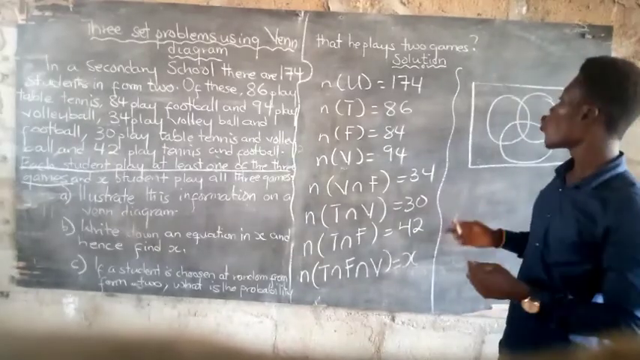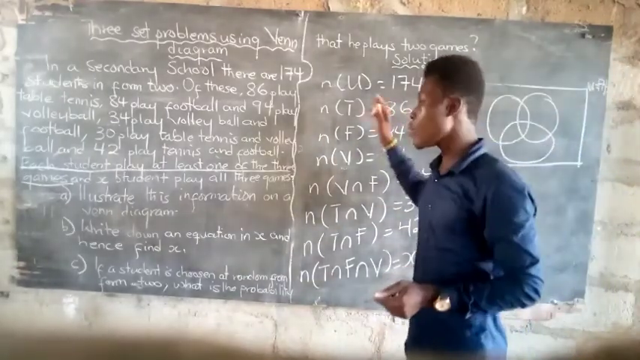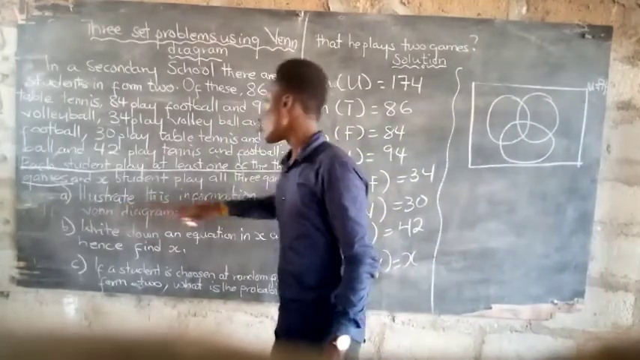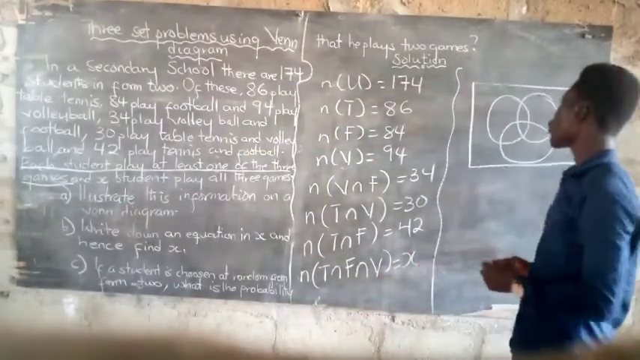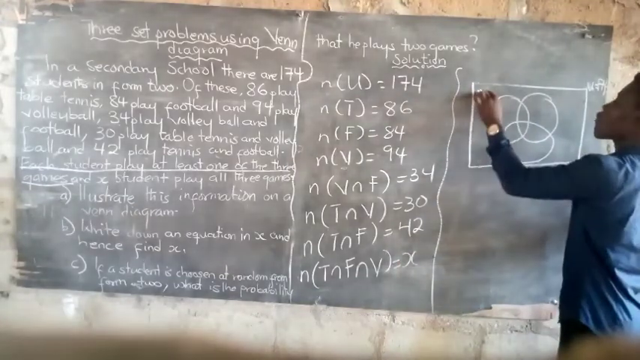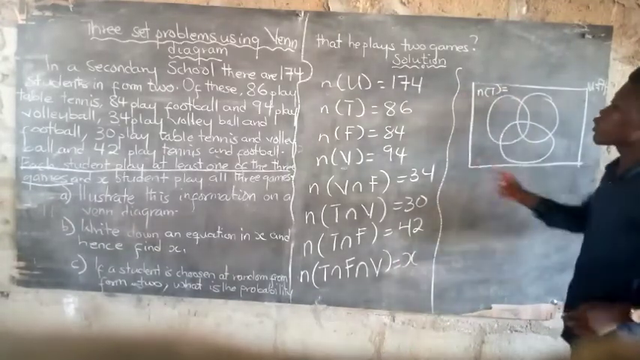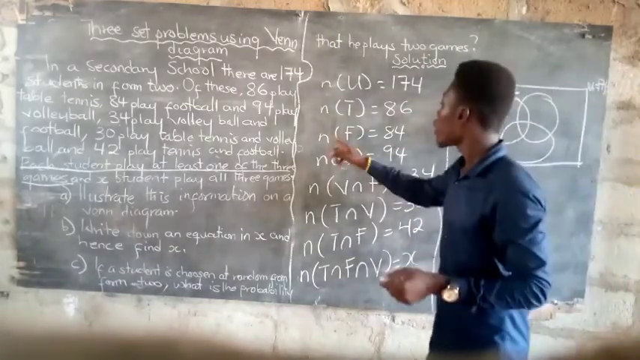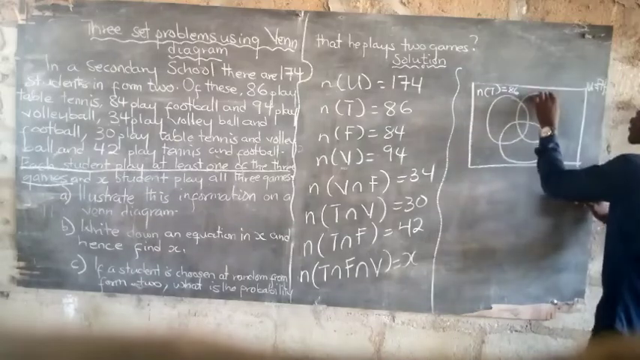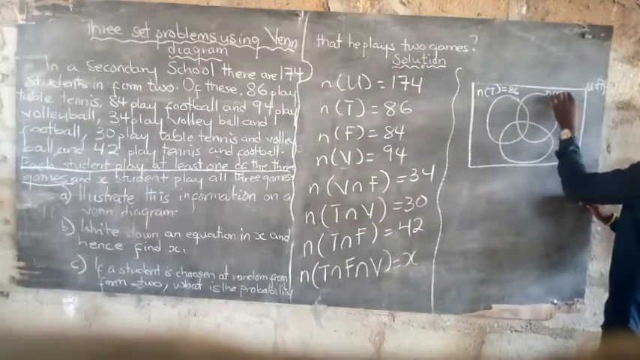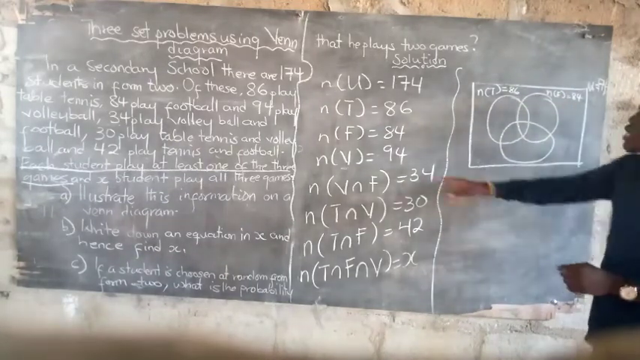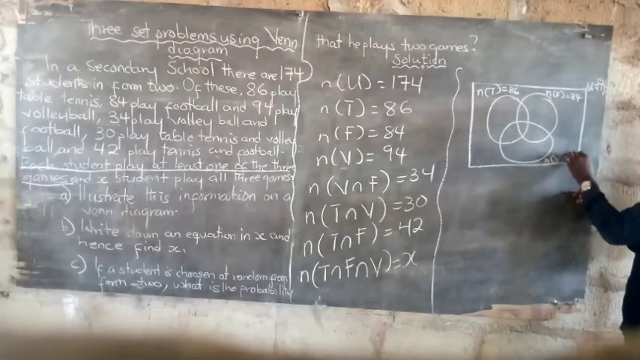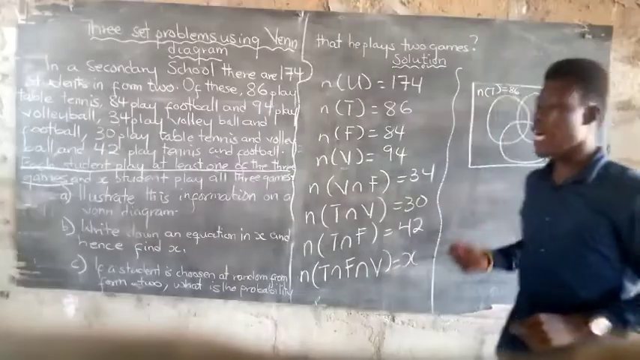Okay, so representing whatever we have on the Venn diagram, that is what we are coming to do. Our first thing asks us to represent this on the Venn diagram. So representing, we know that T will come first. So n of T, the people of T is 86. So 86 comes here. Then n of F, football, is 84. So we put it there. As well as n of V, our third circle, and they are also 94.